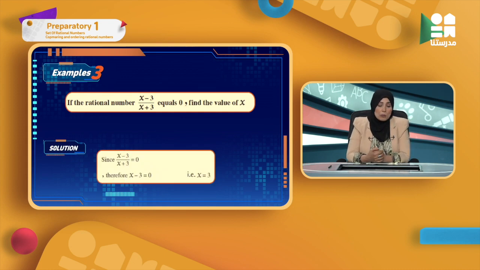Let's solve it as an equation. x minus 3 equals 0, so let's do it mentally. What is the value of x? What minus 3 equals 0? It's easy for us: 3 minus 3. So the value of x is 3.